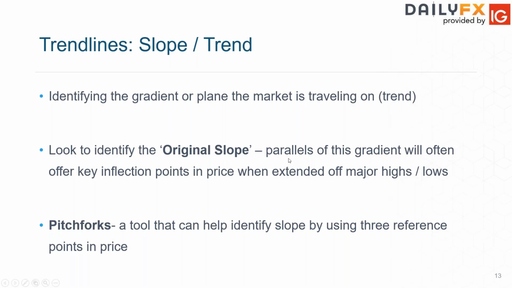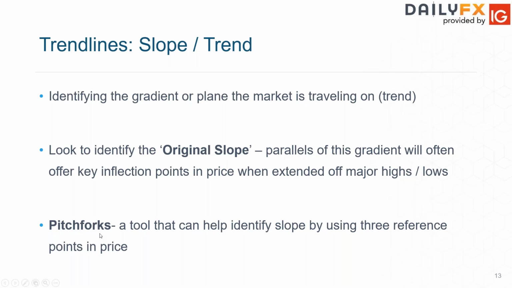So we're looking for the original slope. Parallels off that slope will give you great inflection points. And this is the basis of channeling, right? You take a support trend line off the lows or resistance trend lines off the highs. That always could be the original slope. Parallels will continue to pay dividends when extended off of major highs and lows. And again, I'll show you examples of all this in a moment.